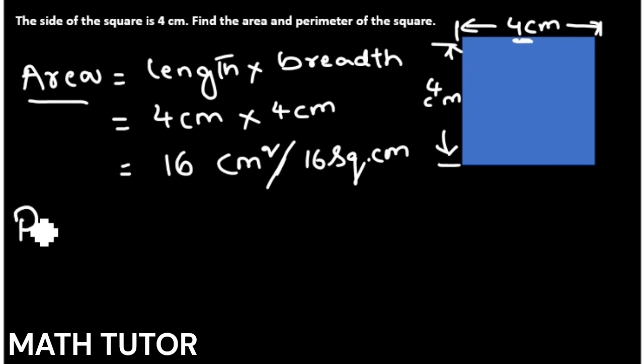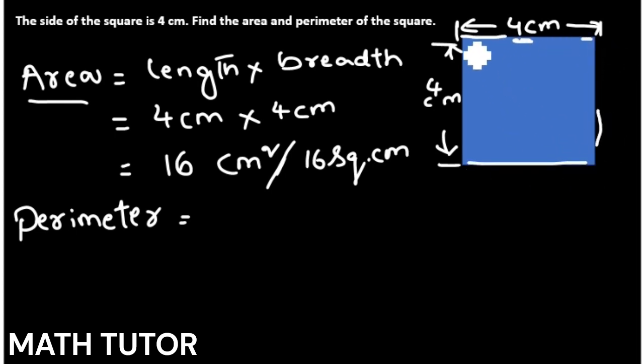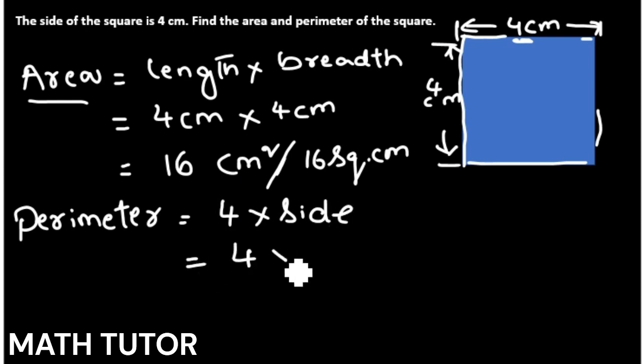Now let us calculate the perimeter of the square. Since we know that the perimeter of the square equals the sum of all the sides of a square, that equals 4 times side, that equals 4 times the length of side, which is 4 centimeters, that equals 16 centimeters.